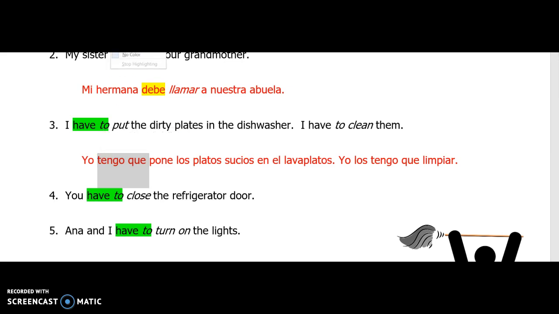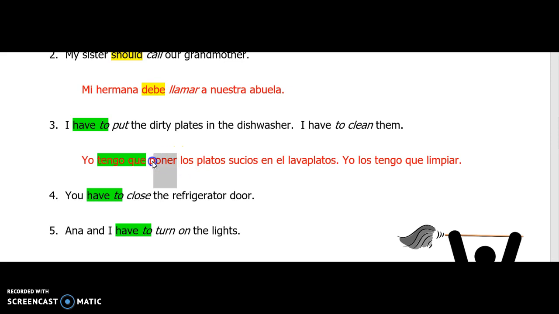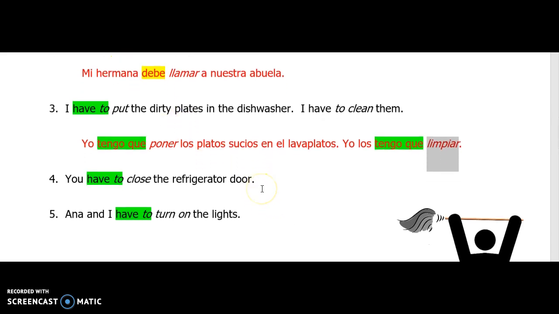Right? So the que is kind of part of it. Now, poner, should have an R on it. Poner is your infinitive, which is also part of the to. So this word kind of works double duty. Yo tengo que poner los platos sucios en el lavaplatos. Yo los tengo que. There's your conjugated verb phrase. And then limpiar is your infinitive that follows. There it is.